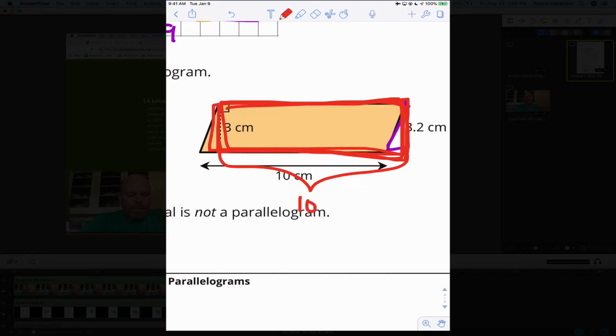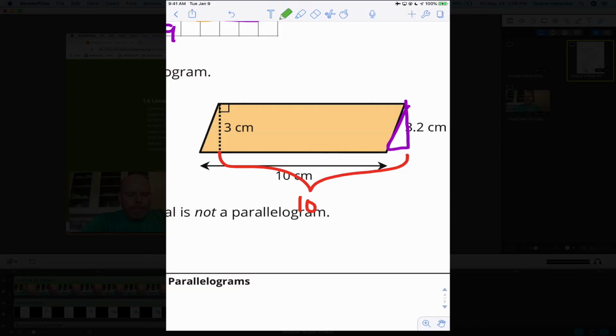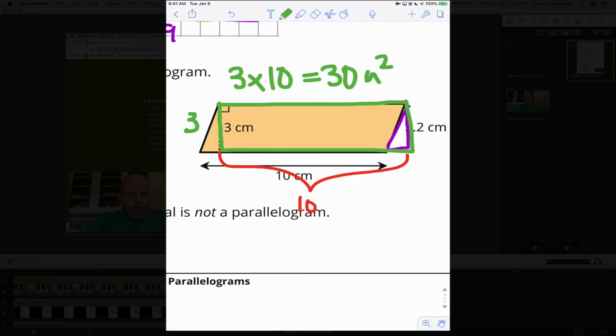Oh, that's ugly. So let's do it in green. So the height is 3, the width is 10, and that's the new resulting rectangle. So it has a height of 3 and a width of 10, so 3 times 10 gives us 30 units squared.